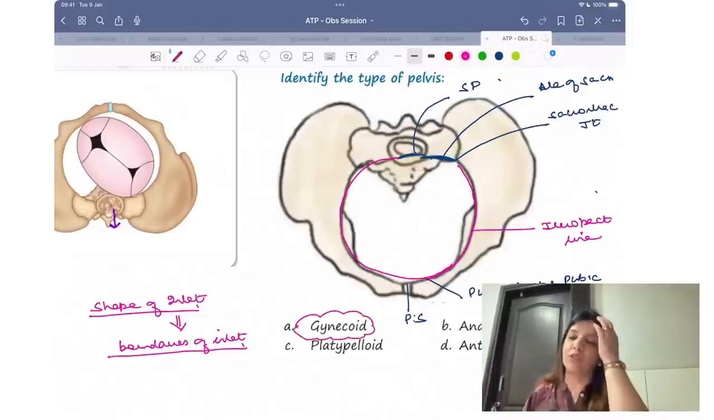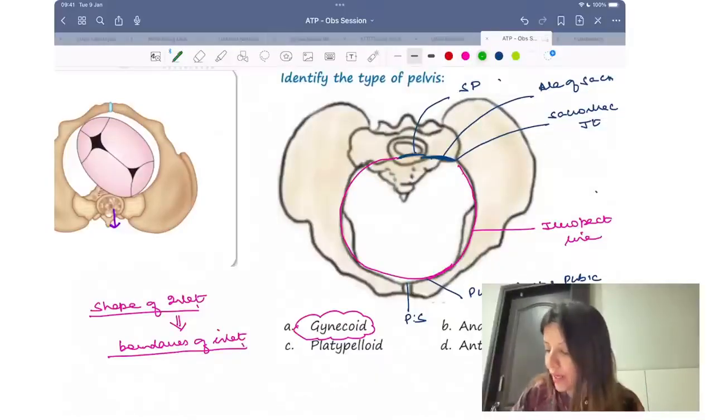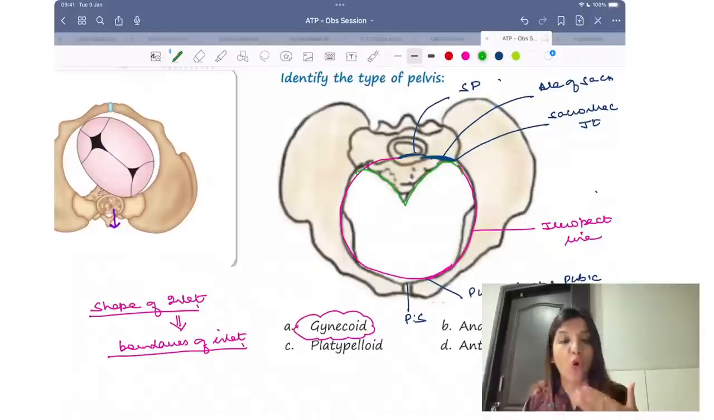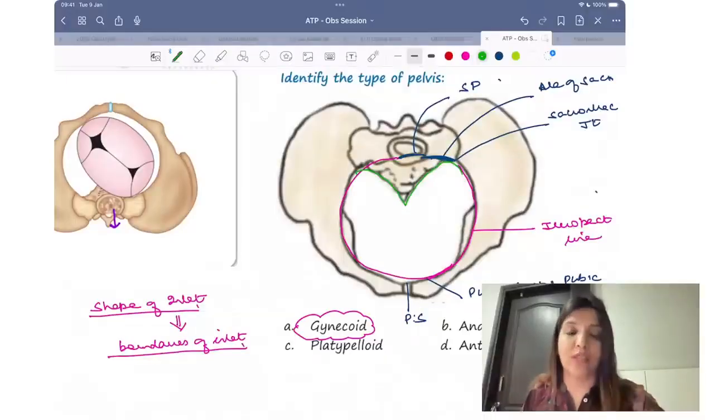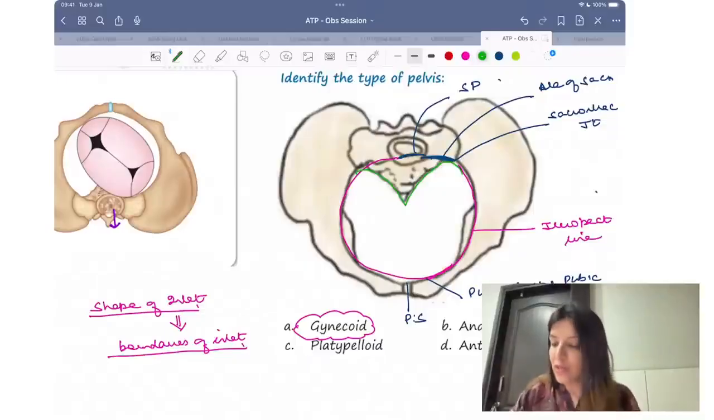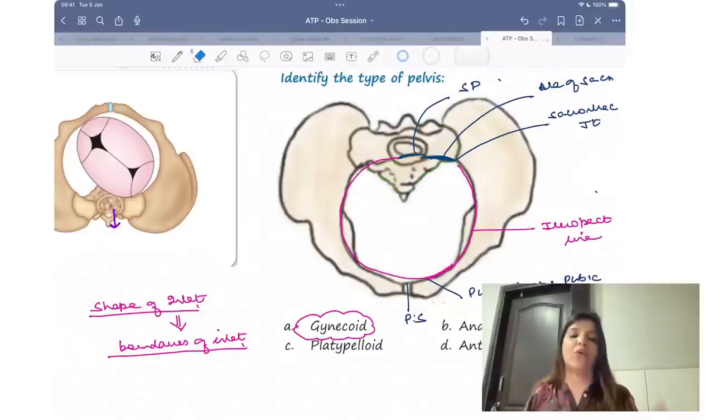The mistake which you people make is you call it heart shape because क्या करोगे तुम यहाँ आओगे and then you will take it like this and go like this. But this is not the boundary of the inlet. Right? You don't have to go up till the coccyx for the boundary of the inlet. Coccyx पहुंच गए तो आप outlet पे पहुंच गए ना. So shape of the inlet को देखते हुए you have to decide, and for that you have to know the boundaries. So this is oval shaped or round shape, and that is why this is a gynecoid pelvis.